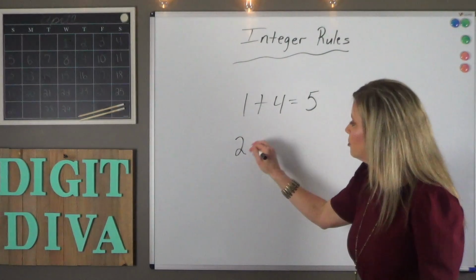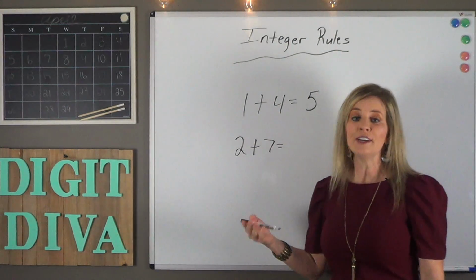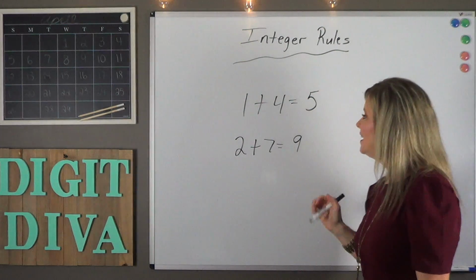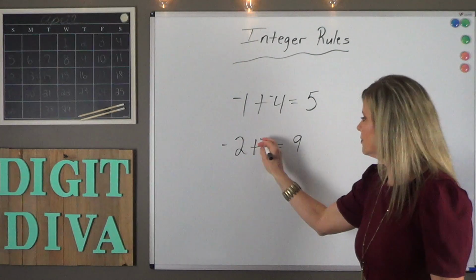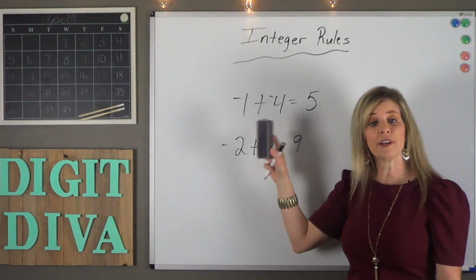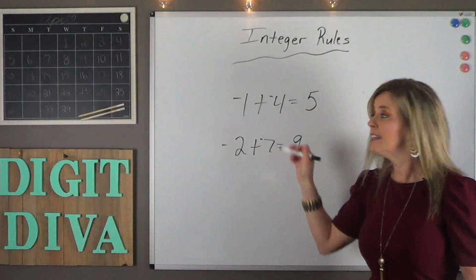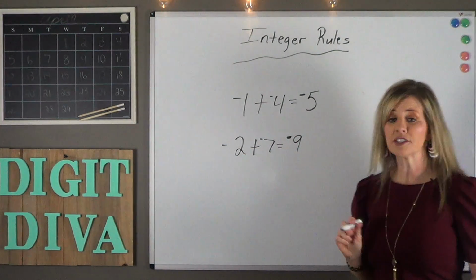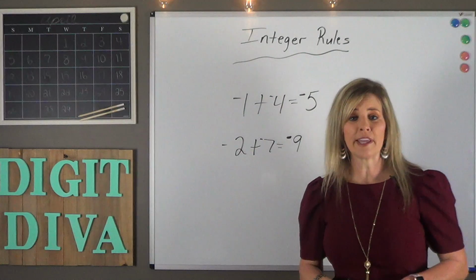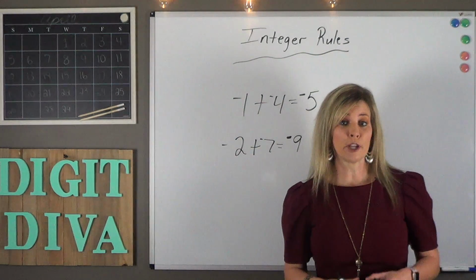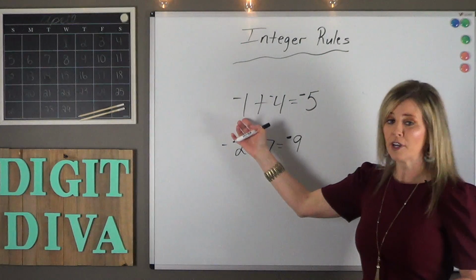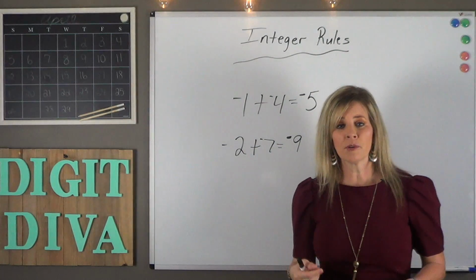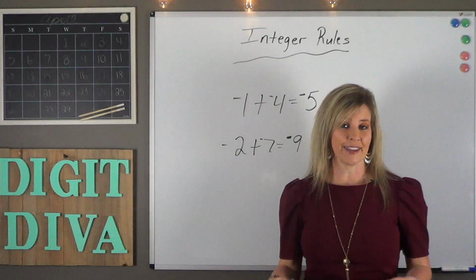All right, how about 2 plus 7? Again, they're both positive, so my answer is going to be positive. It doesn't get any more simple than that. Now, if they were negative, if we had a -1 plus a -4, they're still the same sign, so the answer would now be -5. -2 plus -7, the answer would be -9. When you're dealing with negative numbers, I like to think about owing someone money. If I borrowed $1 and then I borrowed 4 more, now I'm in the hole $5. So when you have a negative number, you can always think of owing someone money.